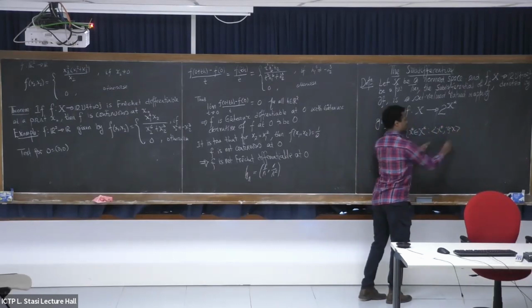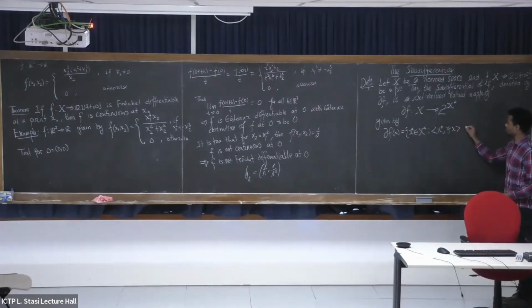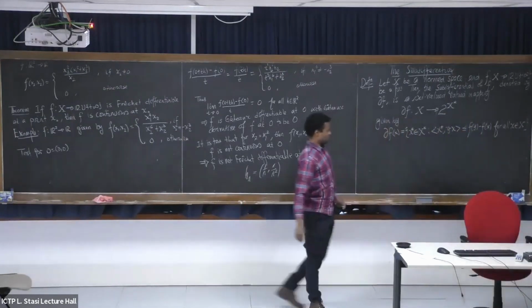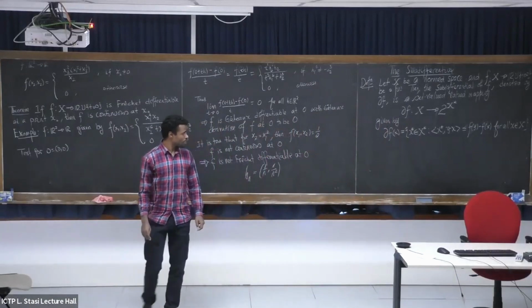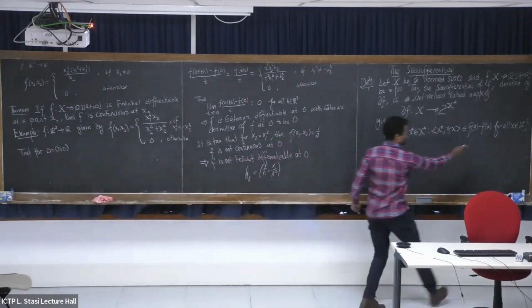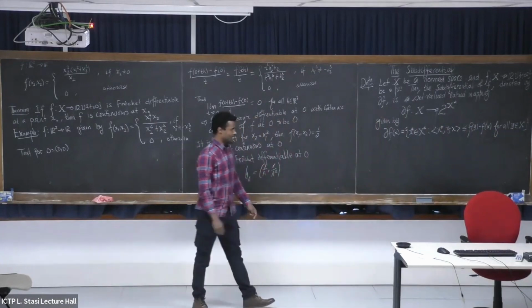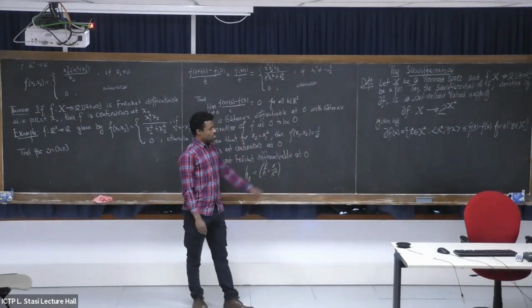<y minus x, x star>, this real value, is less than or equal to f of y minus f of x for all y in X. This is the subdifferential. Definition of the subdifferential. Sorry, y, all y an element of X. This is the normal subdifferential.